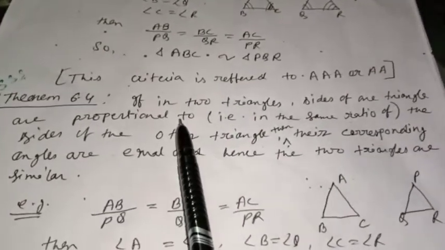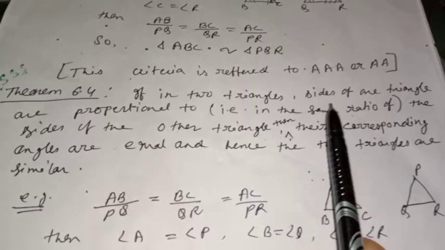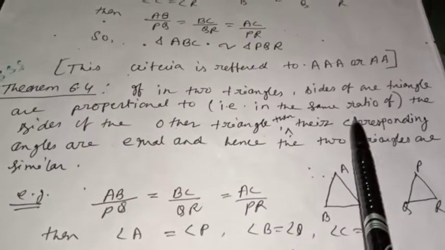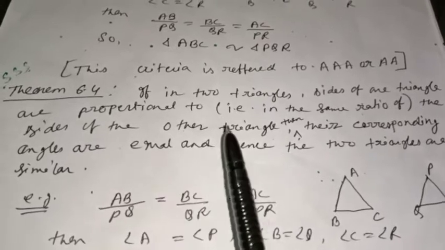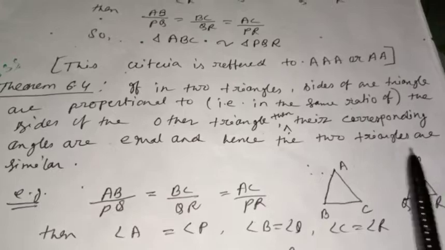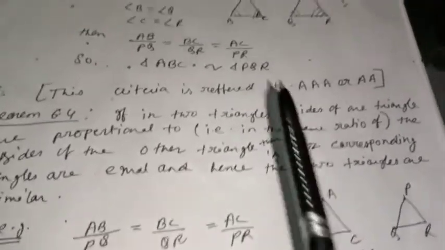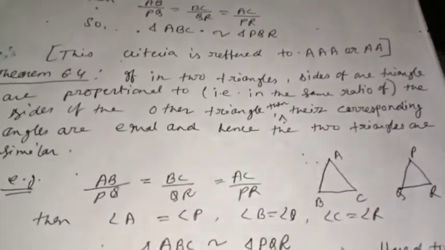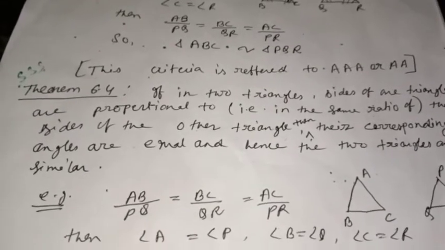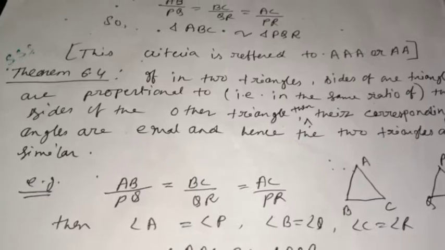6.4. If in two triangles, the sides of one triangle are proportional, in the same ratio, to the sides of the other triangle, then their corresponding angles are equal, and hence the two triangles are similar. This one is like that. This one is the reverse of 6.3 you got. If the corresponding angles are equal, then you can say that corresponding.